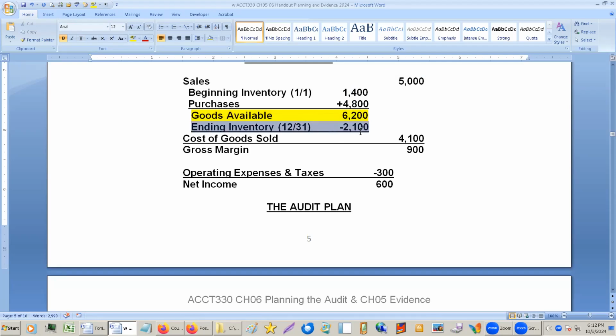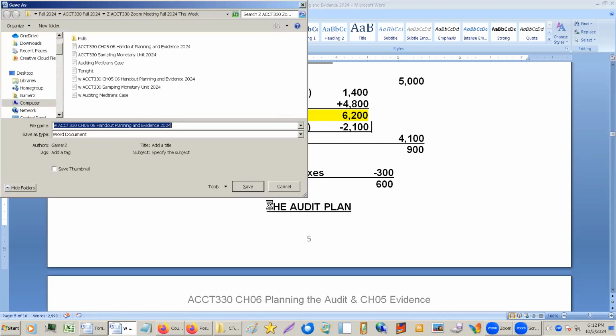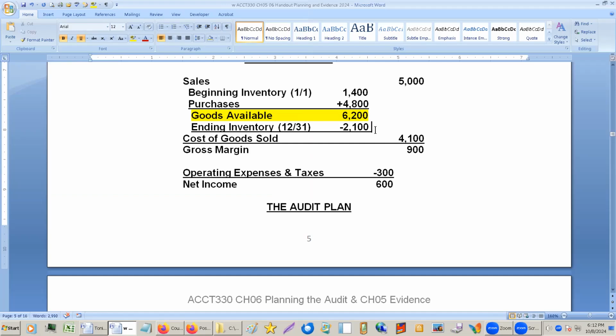We go back and count up the inventory at the end. This is the ending inventory, so this is what was not sold, right? Okay, and so the cost of goods sold here is 4,100.